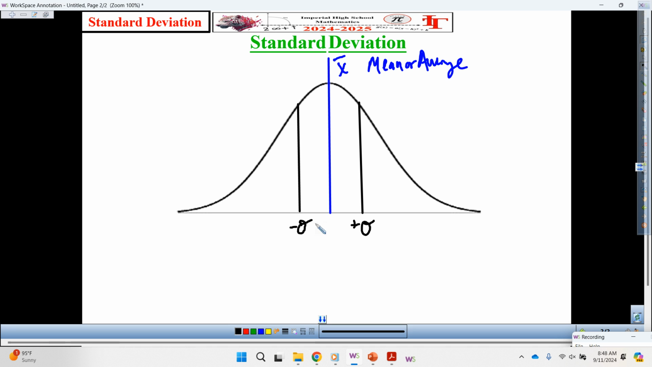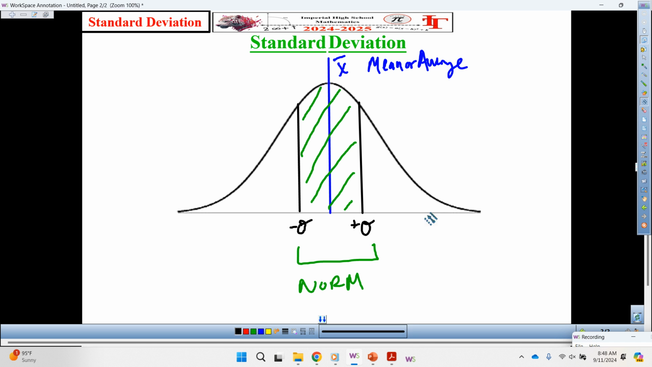That's our first standard. So in the middle and here, shade these two sections. This is known as our norm. That means that's the average or the most common section to look at. All right, so far so good.